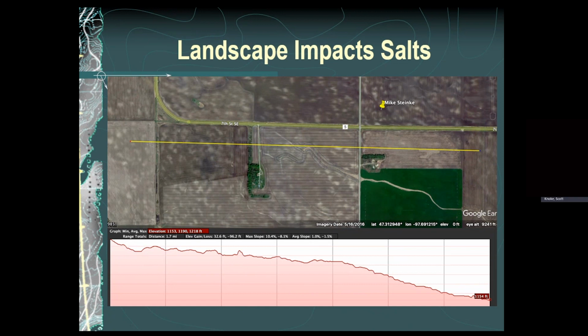So the only way he's going to get rid of the salt is to tile. And my colleague Naeem is going to go out this spring and actually sample this field to find out what the saline problems are down 4 feet, and if there's any sodic problems with that field. But the landscape has a big impact.